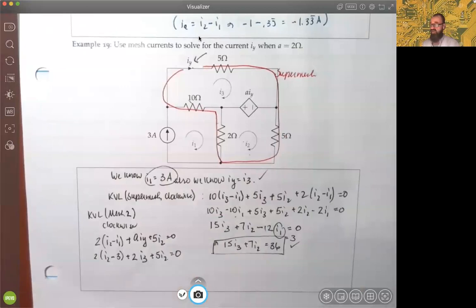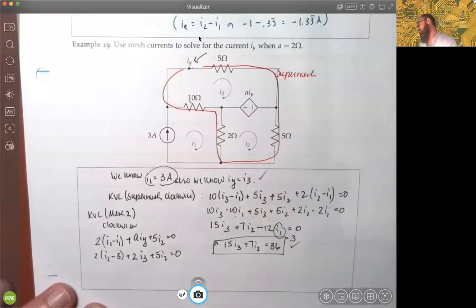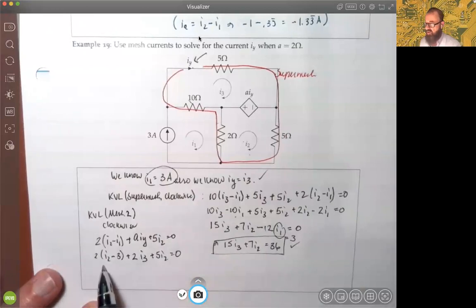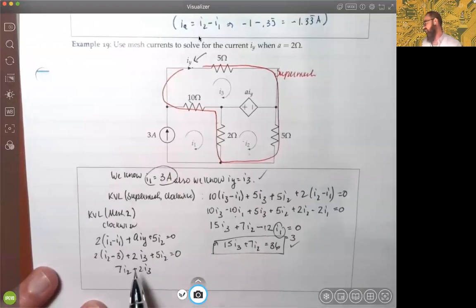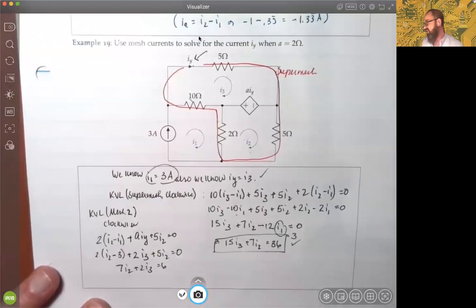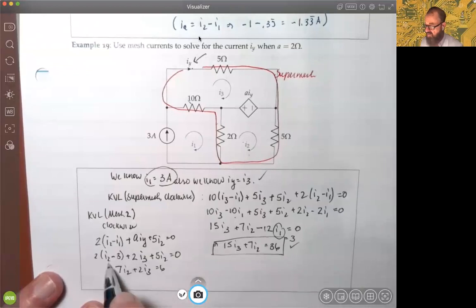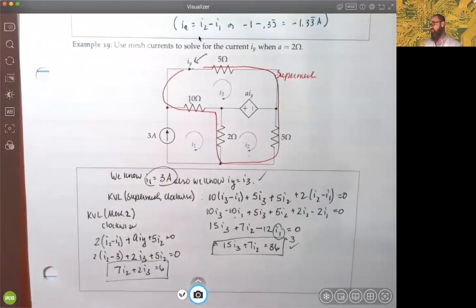So we're looking good now, because now we can tease out a completely new equation involving I2 and I3. We should be getting out of this 7I2, and looking at the I3s, it's going to stay as 2I3, and you're going to have a negative 6 there, and that'll go to the other side. And there we go. Another equation, right? Let's solve this.